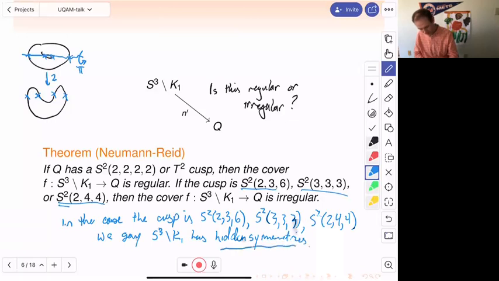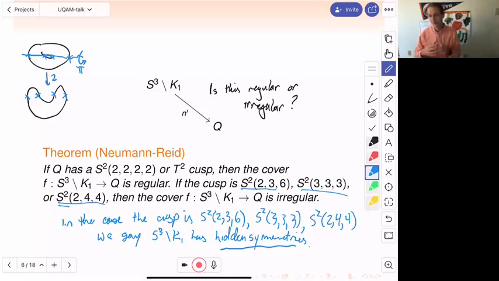Because the cover is irregular, there's going to be some regular cover of Q that has more symmetries than S3 minus K. And so you have to go to a cover to see the maximal set of symmetries in the commensurability class, or you have to go to a cover in order to see something that will quotient down to the minimal volume orbifold in the commensurability class by symmetry, right? So they're hidden from us is the motivation for this terminology.